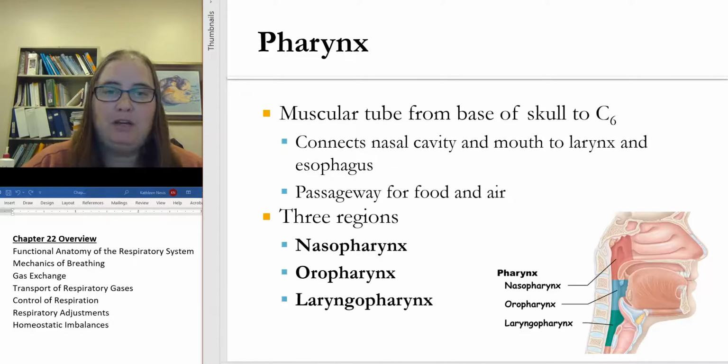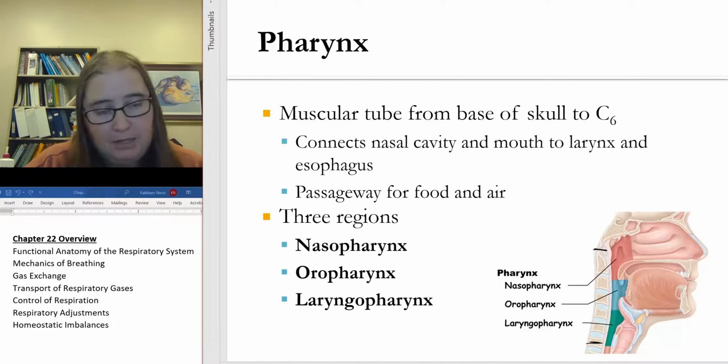So we go through our nose, our paranasal sinuses contribute to that cleansing, and then we move down into the pharynx. Now the pharynx is just a long muscular tube that basically runs from the base of the skull down to about C6, cervical vertebra number 6. And its major function is just to connect our nasal cavity and the mouth to the larynx and the esophagus.